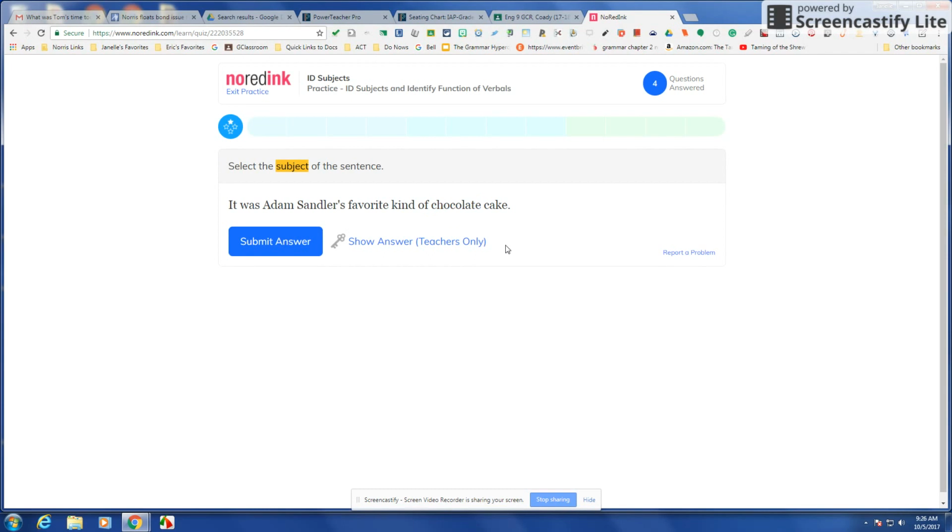It was Adam Sandler's favorite kind of chocolate cake. Okay, so once again, I'm going to mark it up. And if you separate, the verb is was, right? So if I draw that line between the subject and predicate side, the only thing on this side is the word it. So that is the complete subject and also the simple subject. It was.